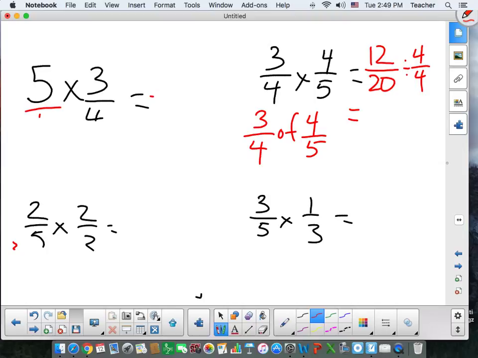12 divided by 4, 20 divided by 4. Your final answer is 3/5.